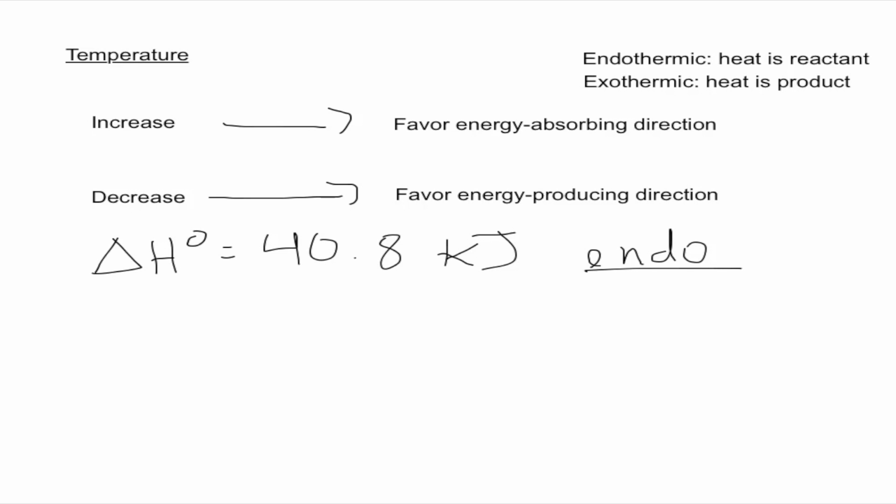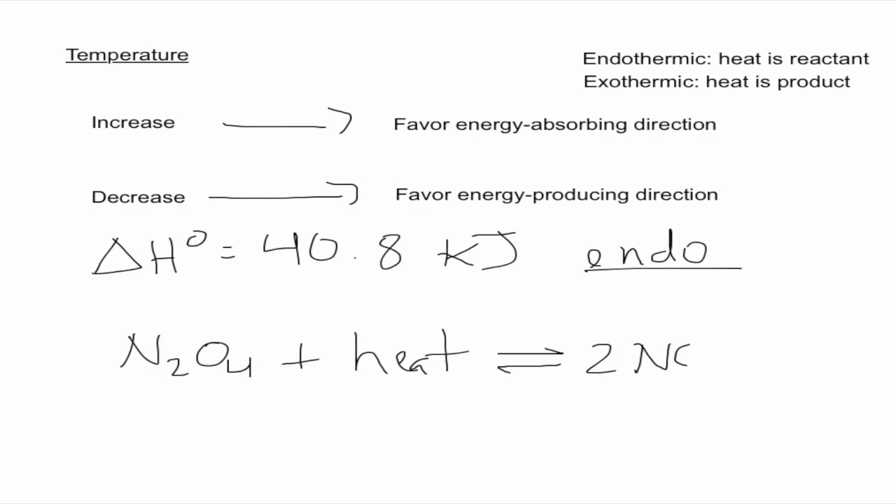And we're going to use the same reaction as before. We have N2O4. We know that heat forms part of the reactant, so we write it here, plus heat. And then we're going to have the equilibrium with our 2NO2. So this is our balance right now.